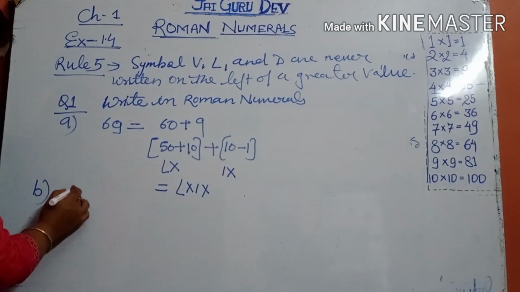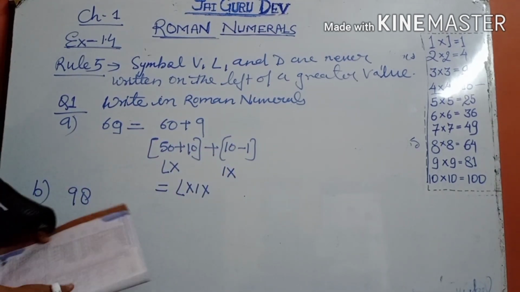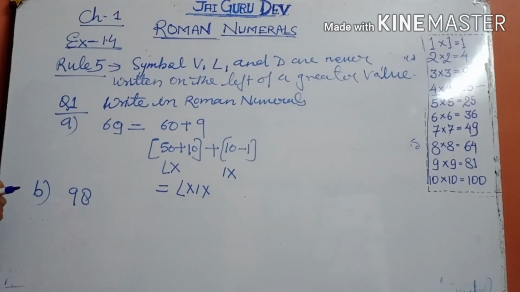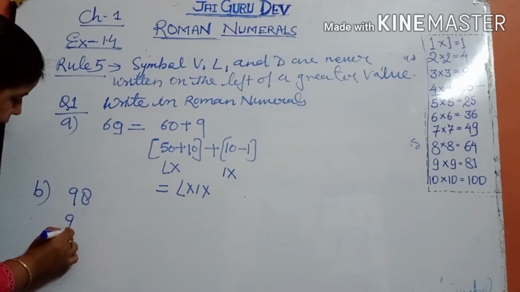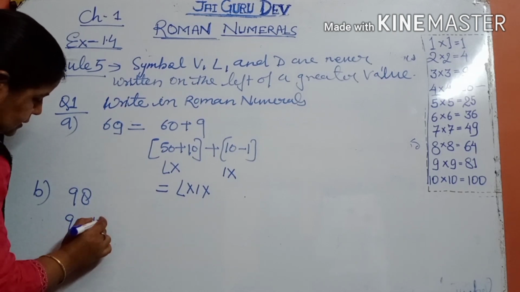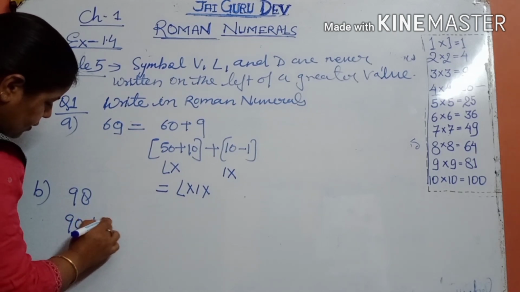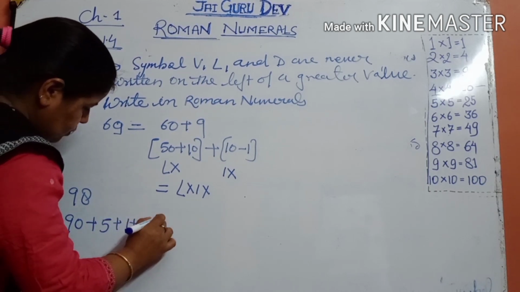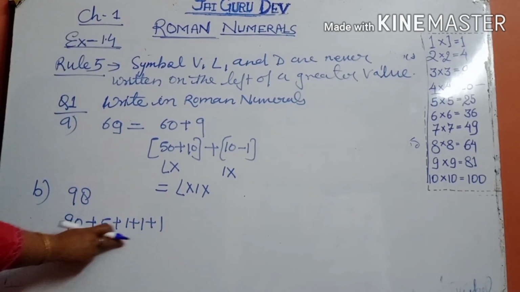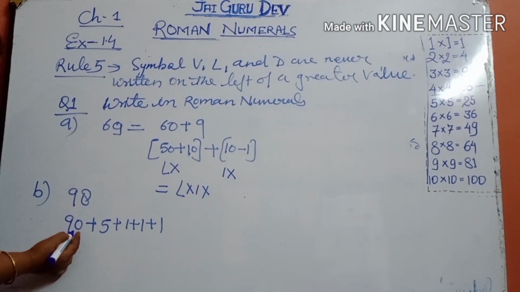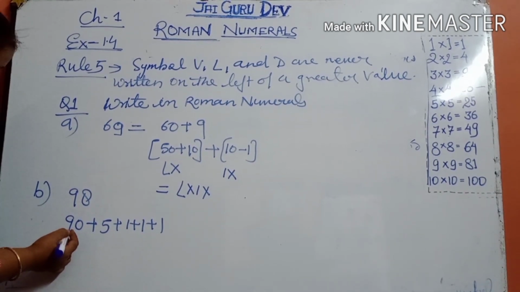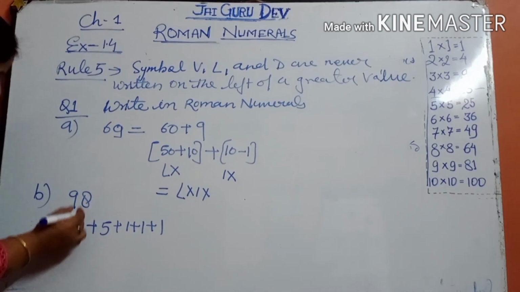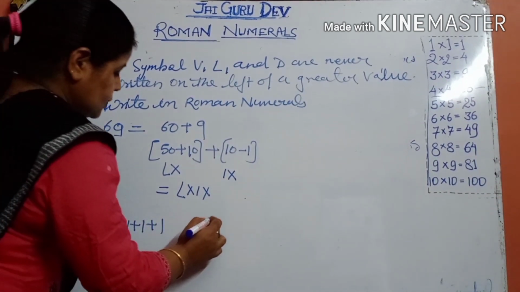Just see, now one more part I am doing here on the board: 98. See that 98 can be written as 90 plus 5 plus 1 plus 1 plus 1. You already know that 8 we write in this way. 90 can be written as, for 100 we are using C.